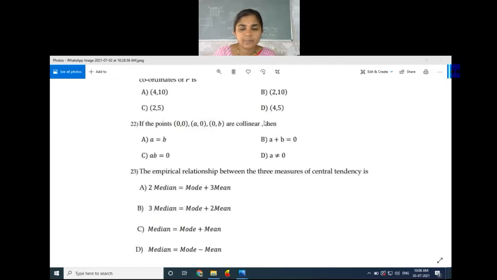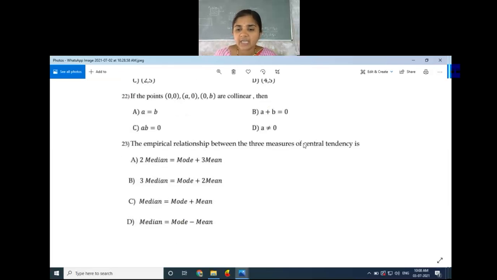See here, again I'm repeating question number 22: (0, 0), that is x1, y1, x2, y2, x3, y3 collinear. Then ab is equal to 0 is the right answer. If you need the solution, just send one message to me and I'll send the solution.